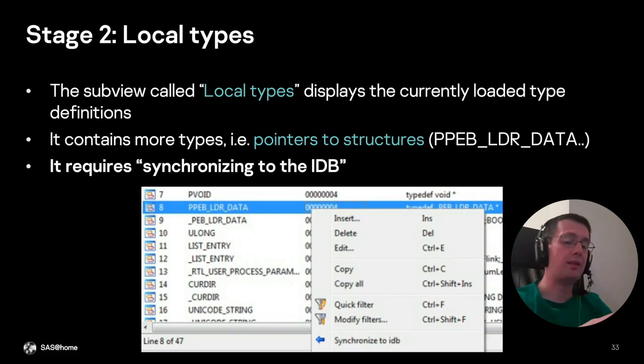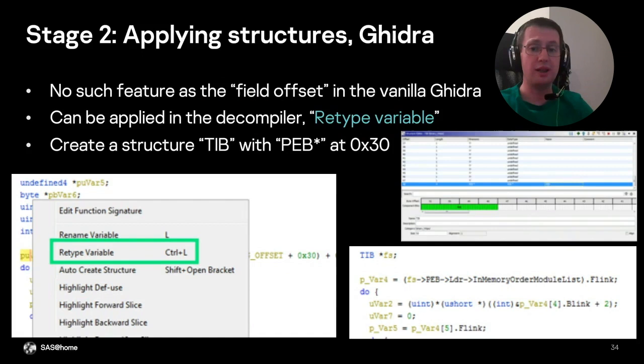Now, how do you do that in Ghidra? The short answer is we don't. Ghidra doesn't have this concept of field offsets, so we cannot get these nice readable names in the disassembly listing. Frankly, it's very easily implementable. I don't know Java much, but I did it in half a day and it worked for me.